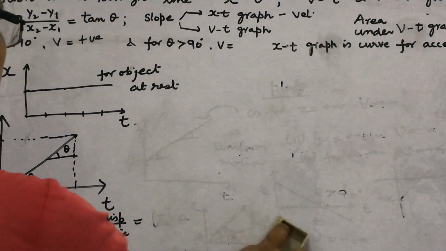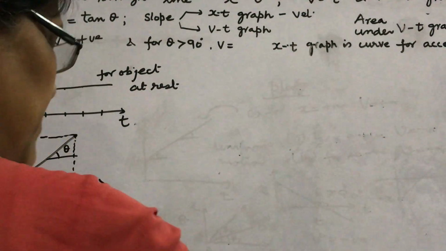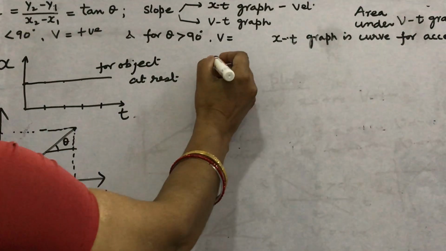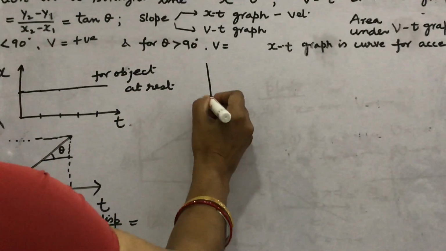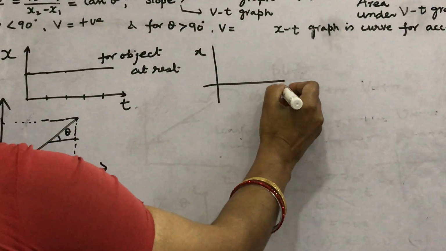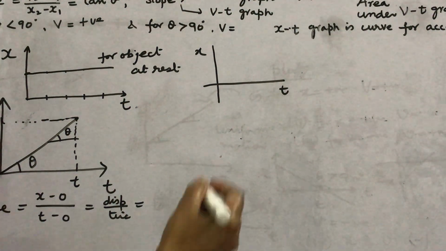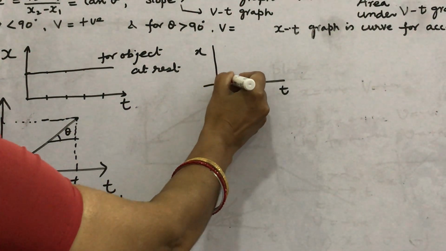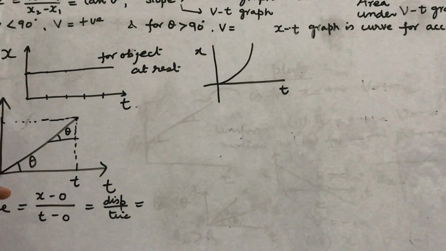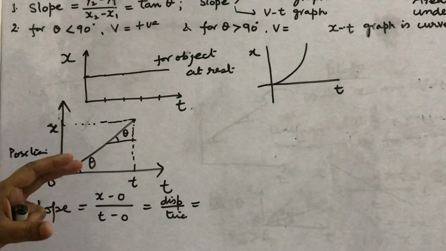Suppose I am taking the examples in which you can find the body is in accelerated motion. Learn that if this is the position and this is the time, then you will find that if the graph is like this, it is half of the parabola. How will you say the body is in acceleration?